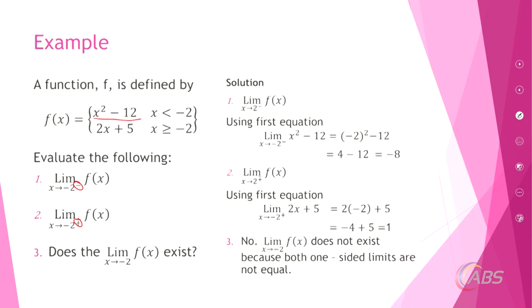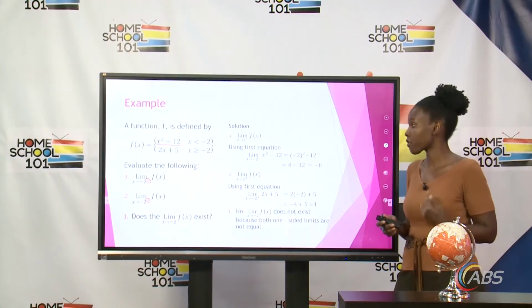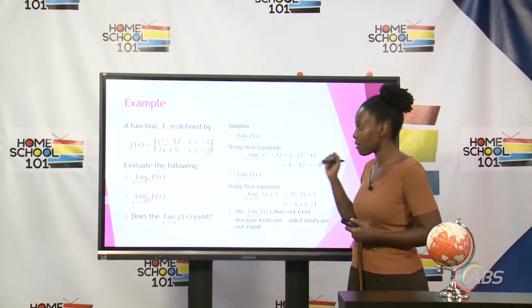So what I would simply do is to substitute x for negative 2 into this equation and simplify. So it becomes negative 2 squared minus 12. Again, once we take the square, the square of a negative number becomes positive. Hence, it is 4 minus 12, which gives me a value of negative 8. For the second question, I would look at how the function changes as it approaches from a value that is greater than negative 2, and hence I would substitute into the second equation.